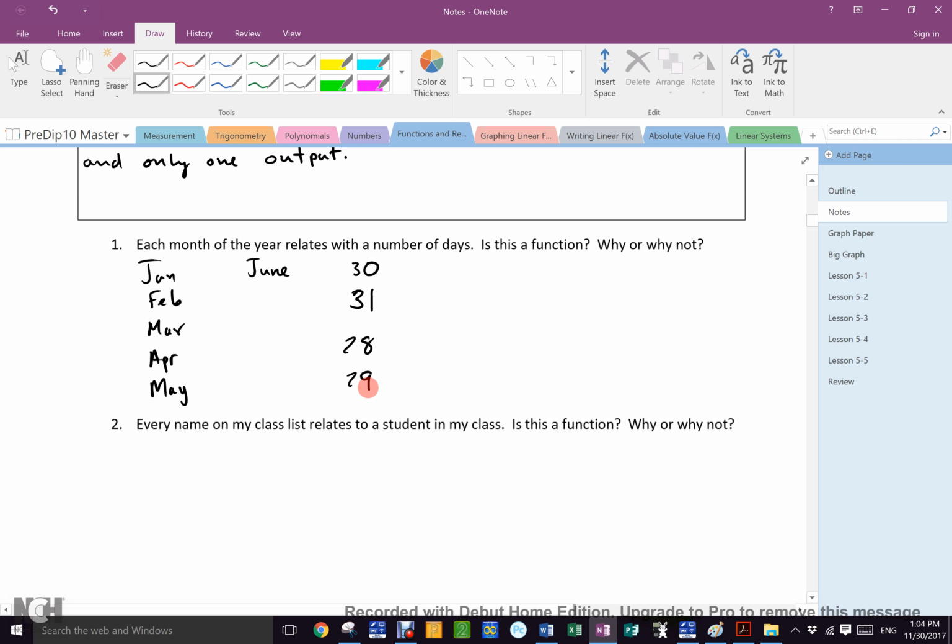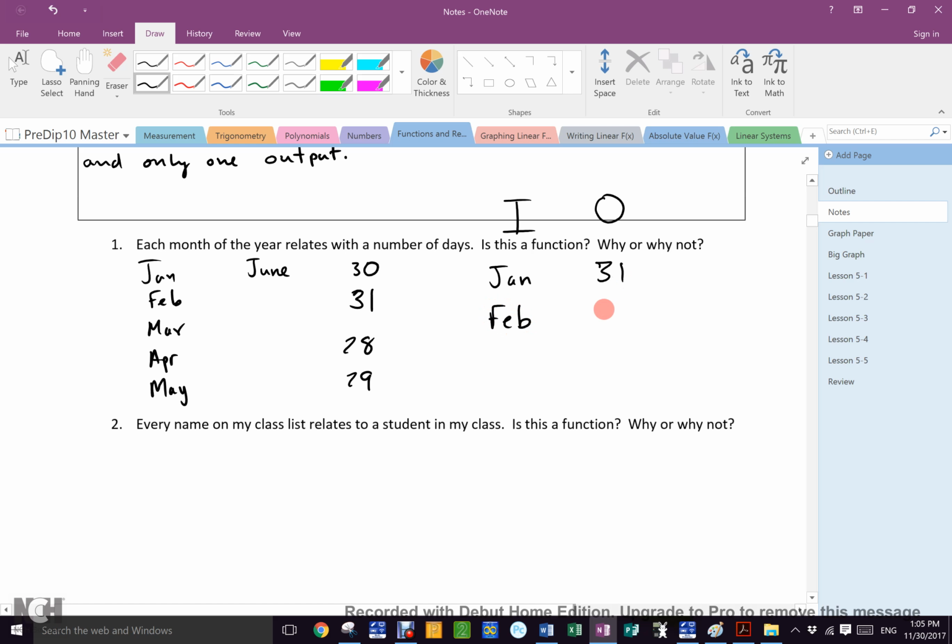Now, which would you say was input? Month or number of days? Month. If I input January, what is my output? 31. January is input, output is 31. Is it a function right now? Yes. One input, one output.